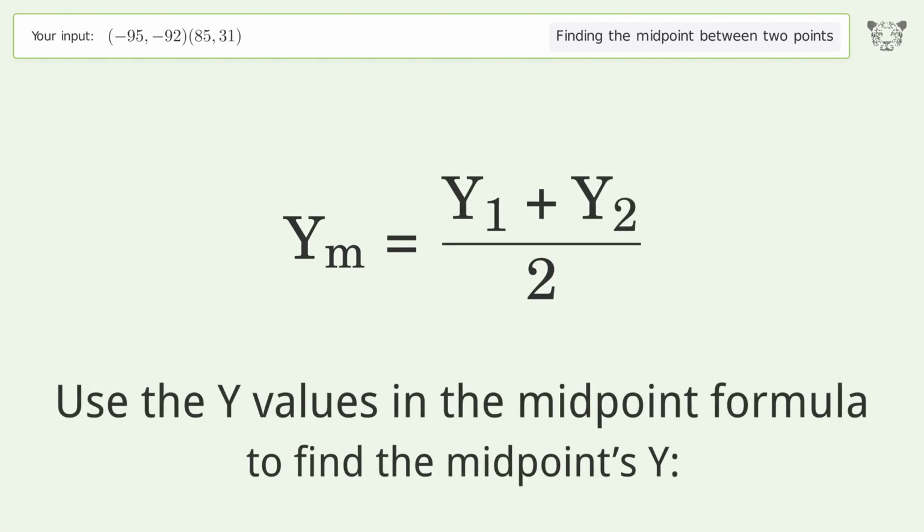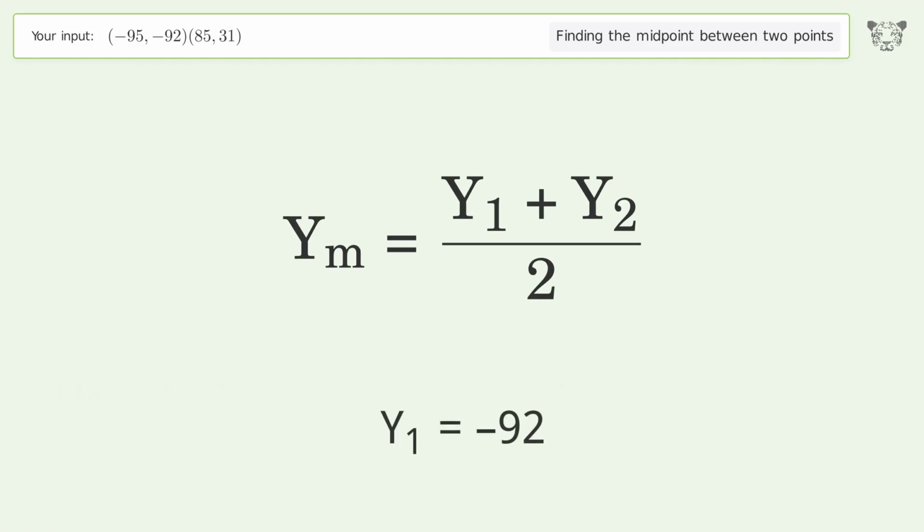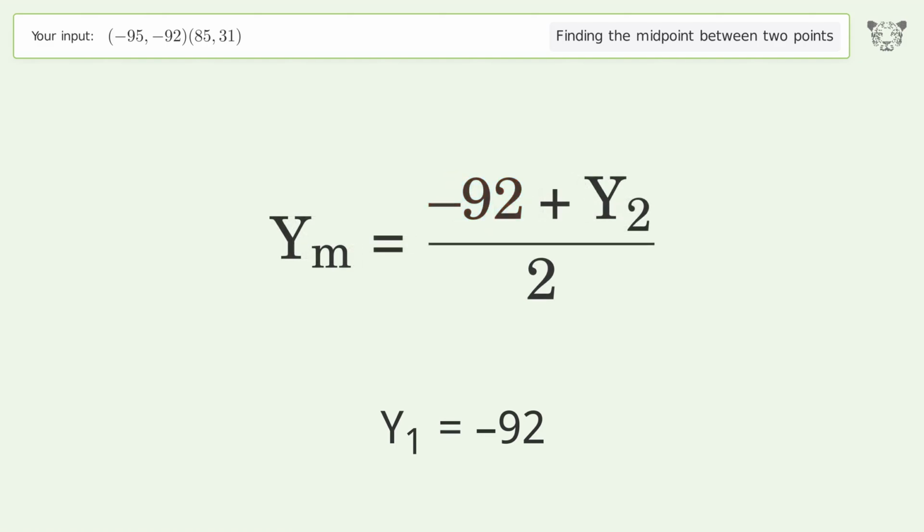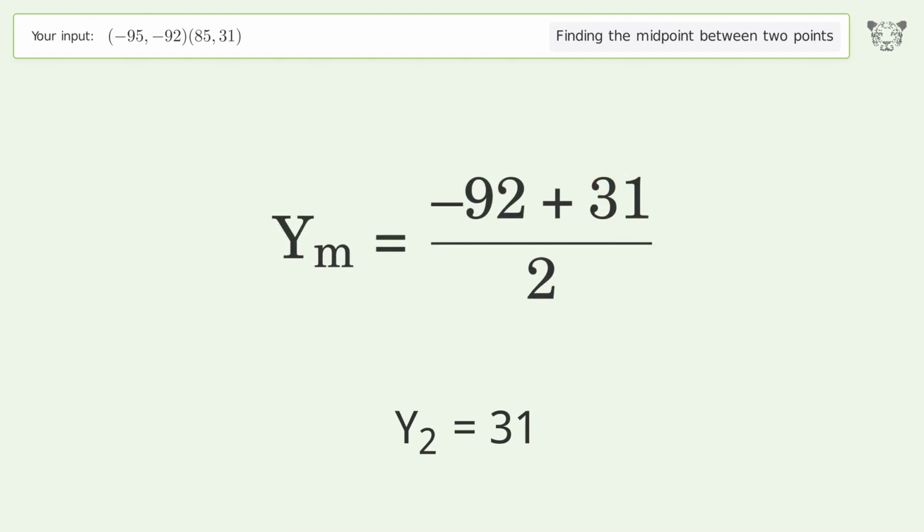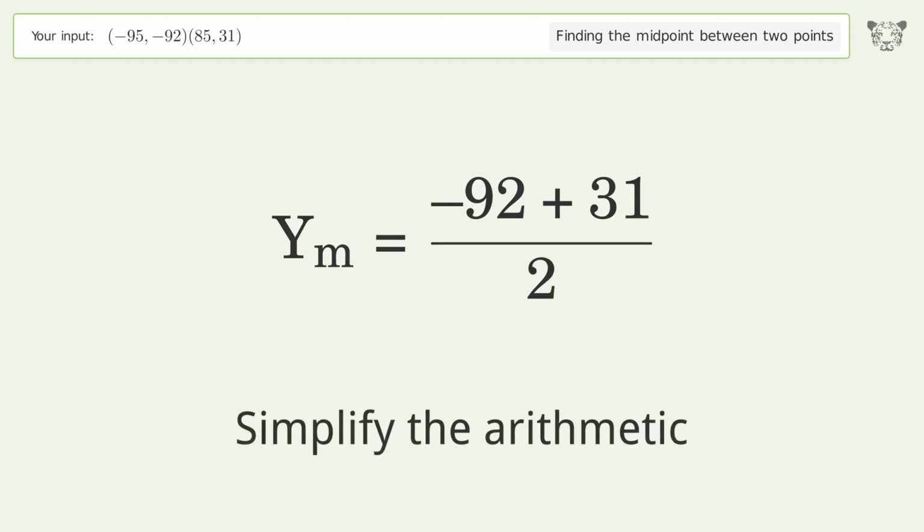Use the y values in the midpoint formula to find the midpoint's y. y1 equals -92. y2 equals 31. Simplify the arithmetic.